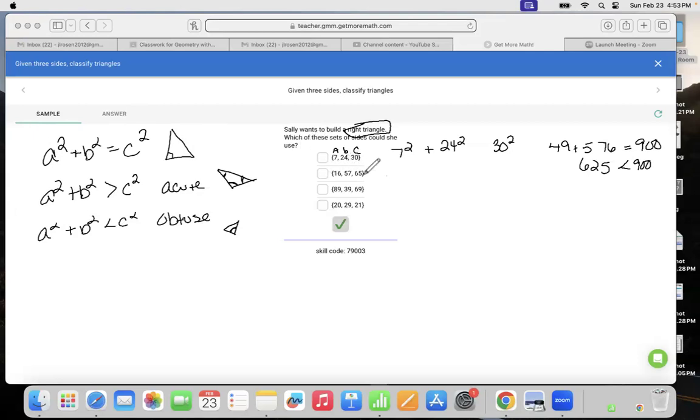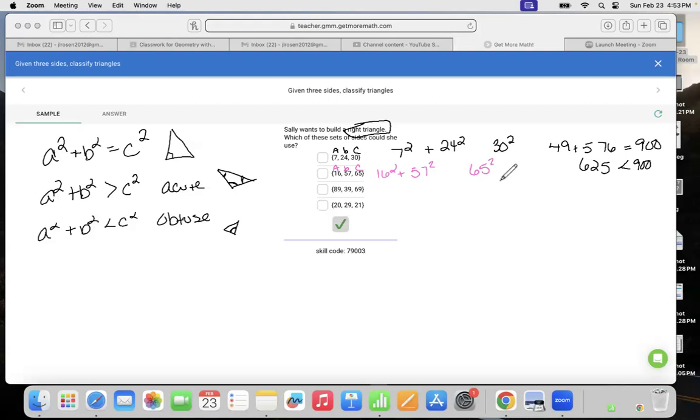So again, double check that you have these in the right order. Your longest one is always going to be C. And then these two really aren't going to matter. Okay, so we're going to have 16 squared and 57 squared. And we're going to add those together and see what happens with 65 squared. Okay, so again, we're going to use our calculator because I don't know those off the top of my head. I don't think you would either.